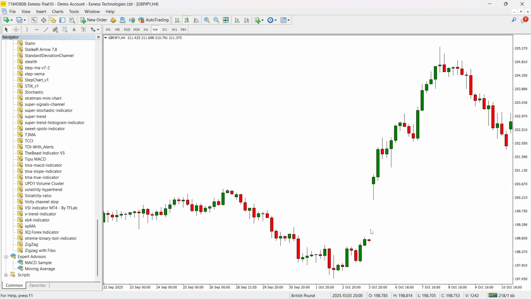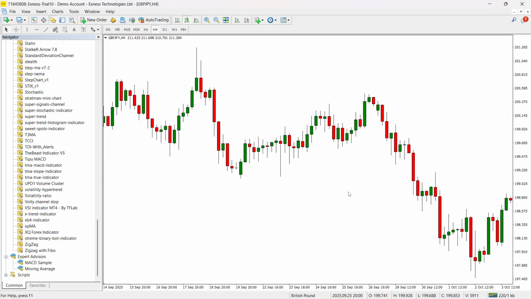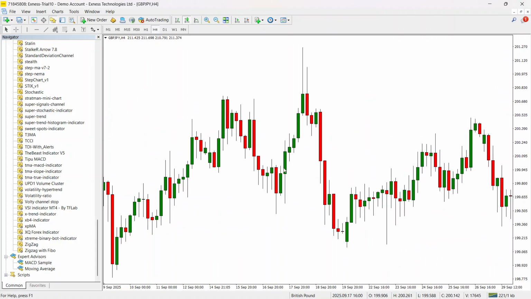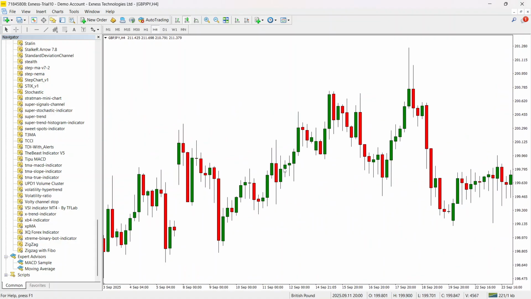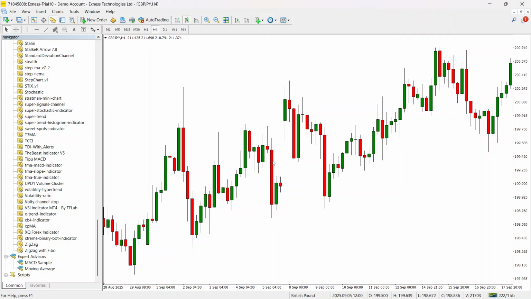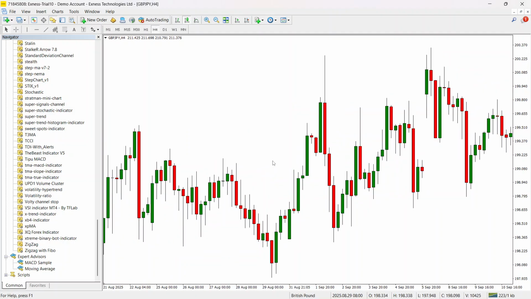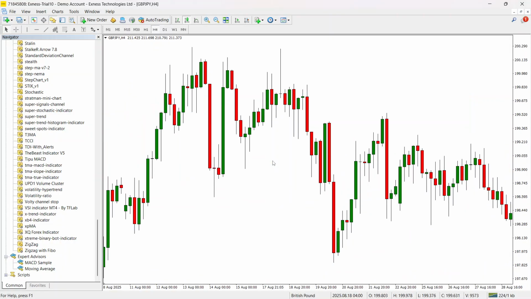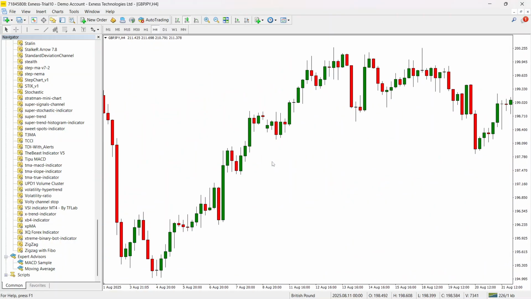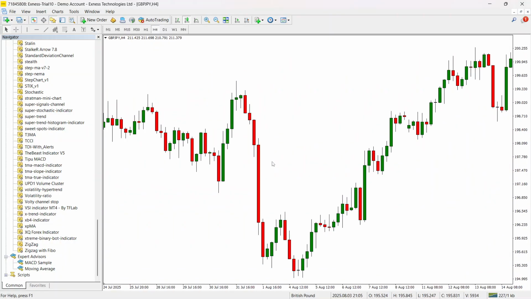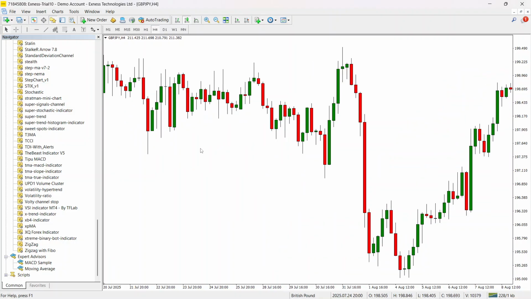Hello traders. Today we'll be looking at the TDI with alerts for MT4 and MT5. This tool wraps the Traders Dynamic Index into one window, which are the RSI, moving average, and Bollinger Bands, and adds alerts so you are notified when its key trend, crossover, and volatility conditions appear.